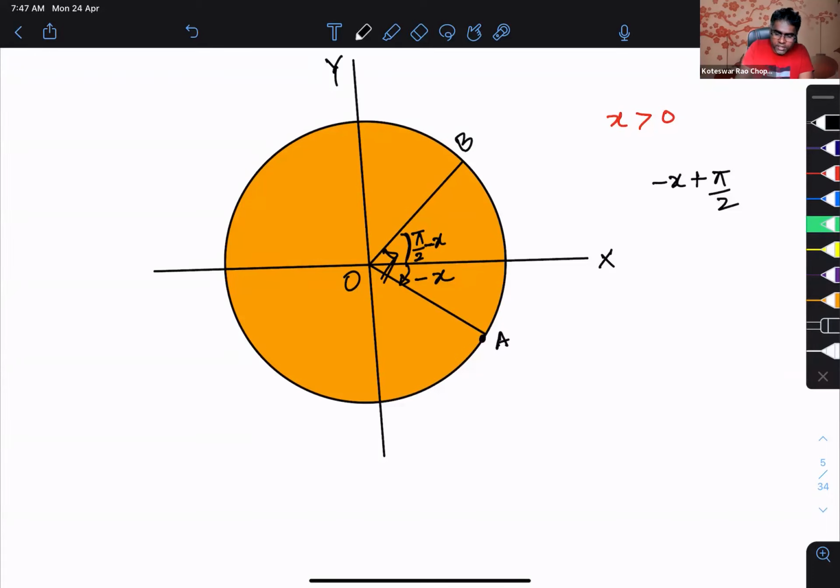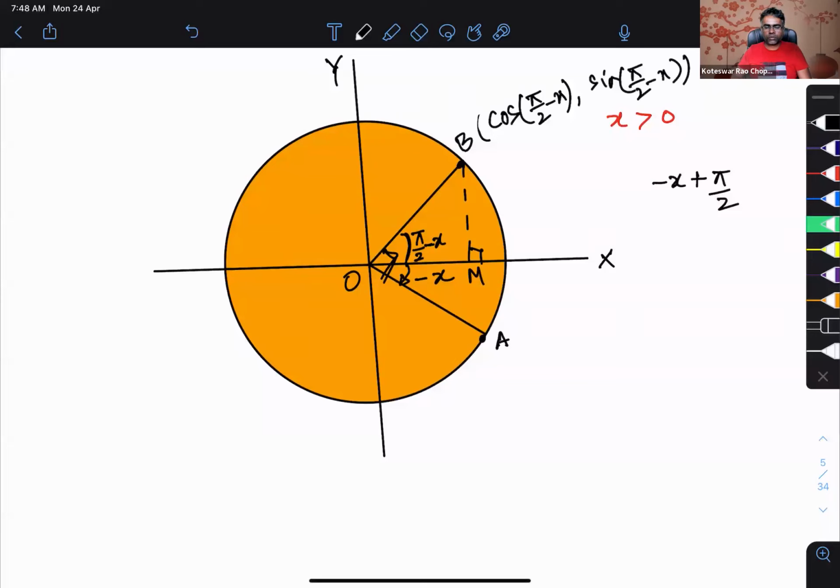Now let's look at the B. Okay, so let's look at this triangle. So OB, maybe I'll call this M. Now, what are the coordinates of B? So if you take the coordinates of B, the angle relative to the reference line, the x-axis, is pi by 2 minus x. Okay, so the x coordinate will be cos of pi by 2 minus x, and the y coordinate will be sine of pi by 2 minus x.